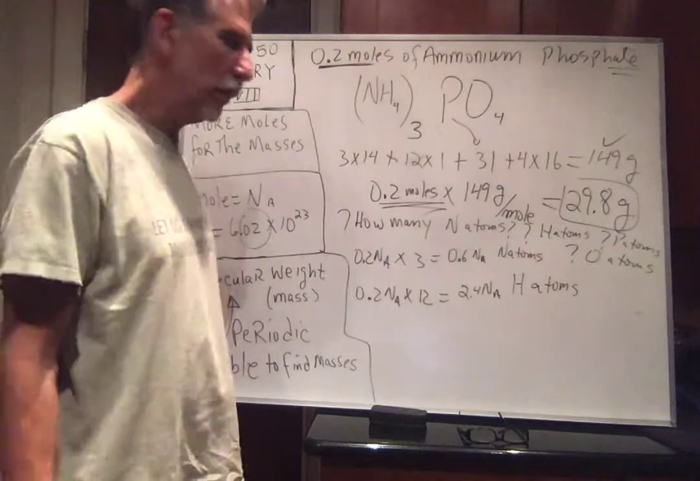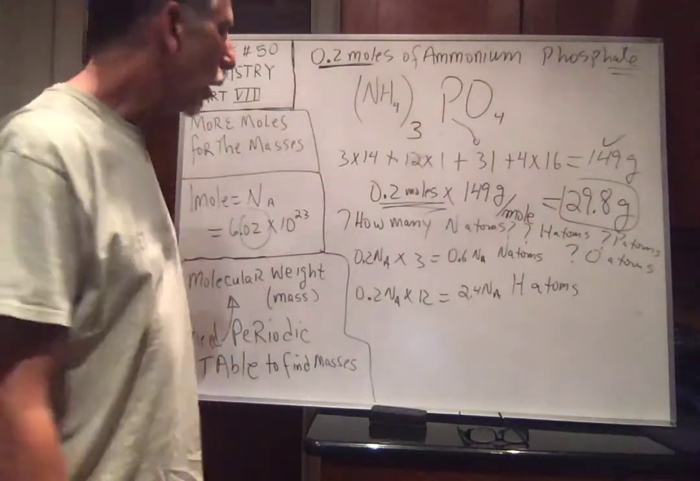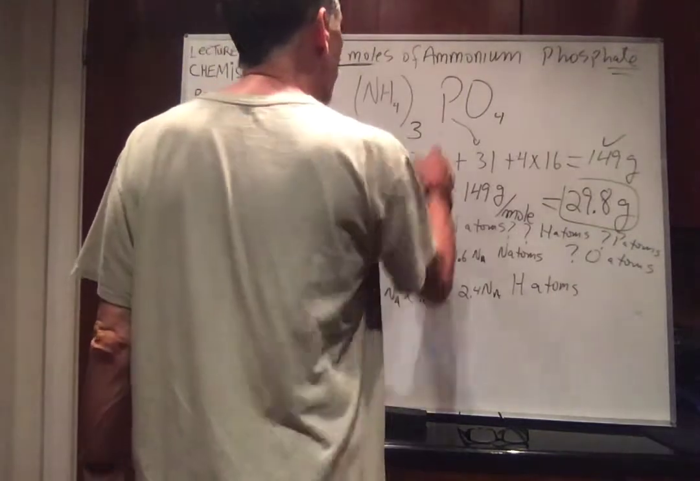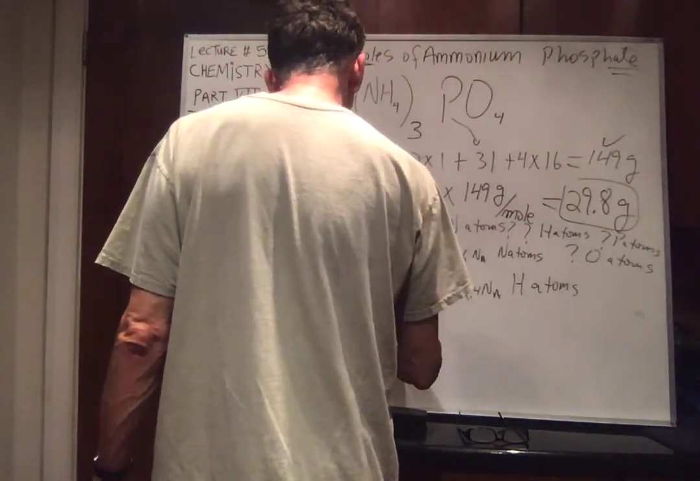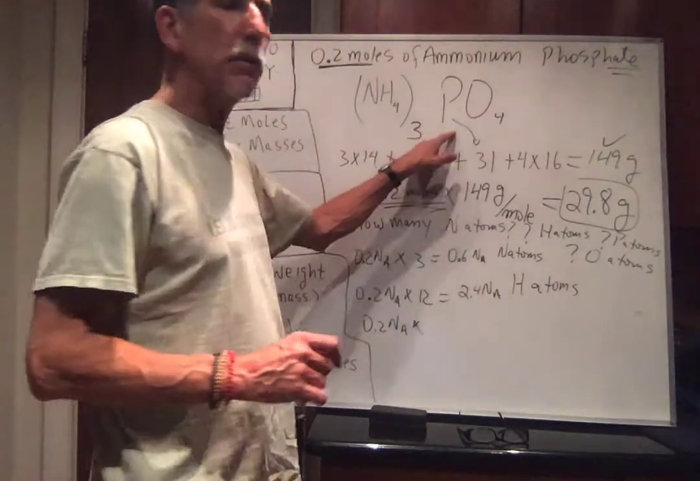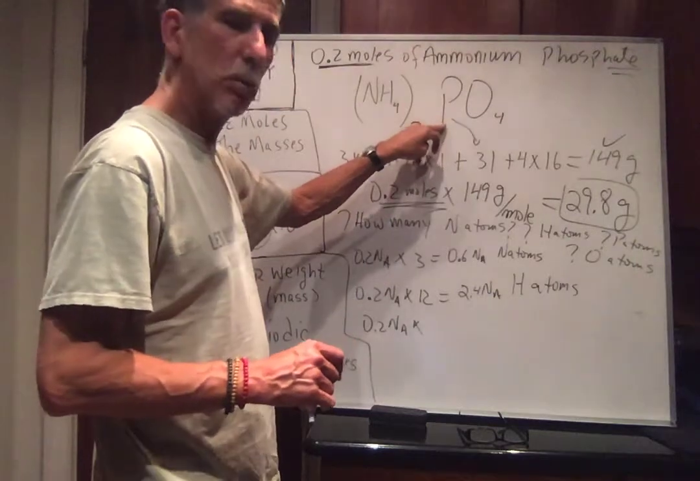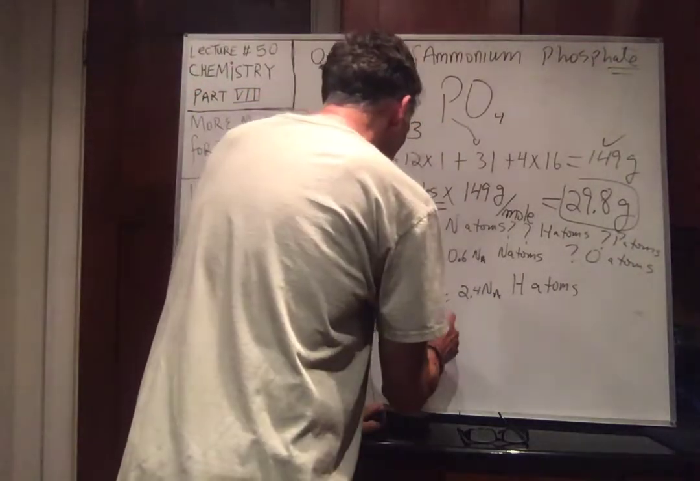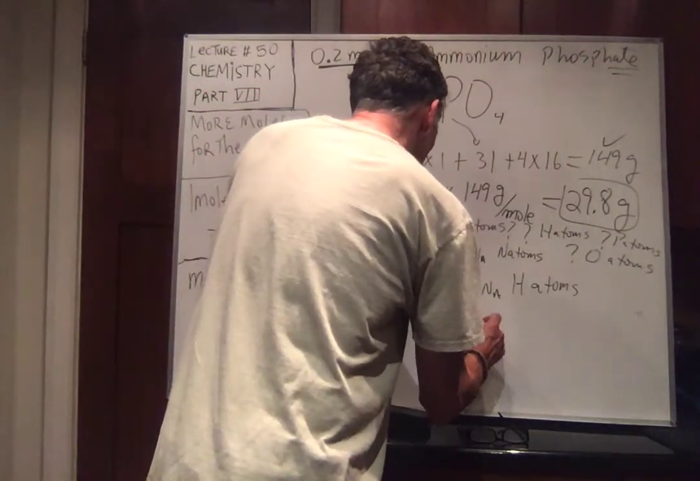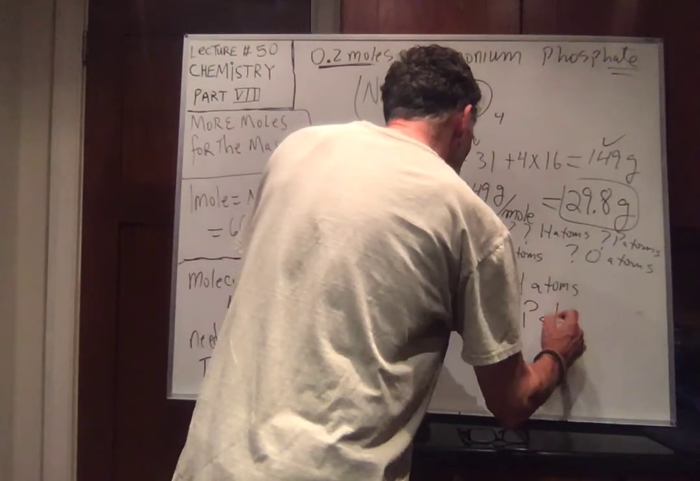That's good. That's not that bad. What else do we have? We have oxygen. So we have 0.2, phosphorus. 0.2 Na times, how many phosphorus atoms are in one molecule of ammonium phosphate? Well, it's just one phosphorus. So this is times 1. So we have 0.2 Na P atoms.